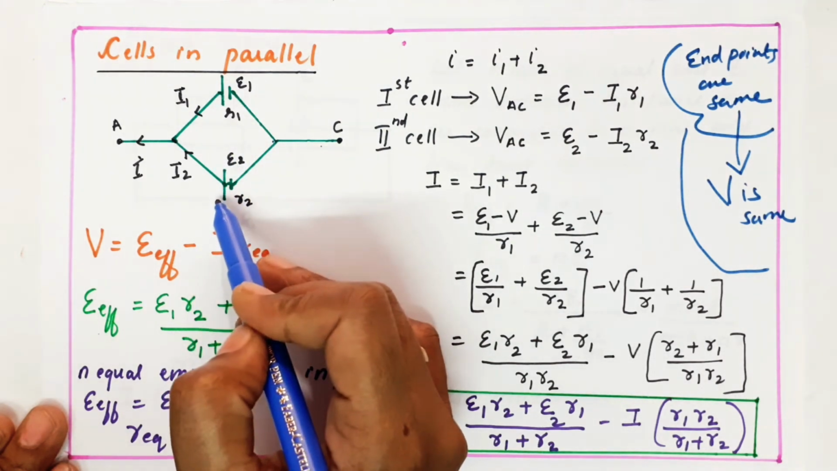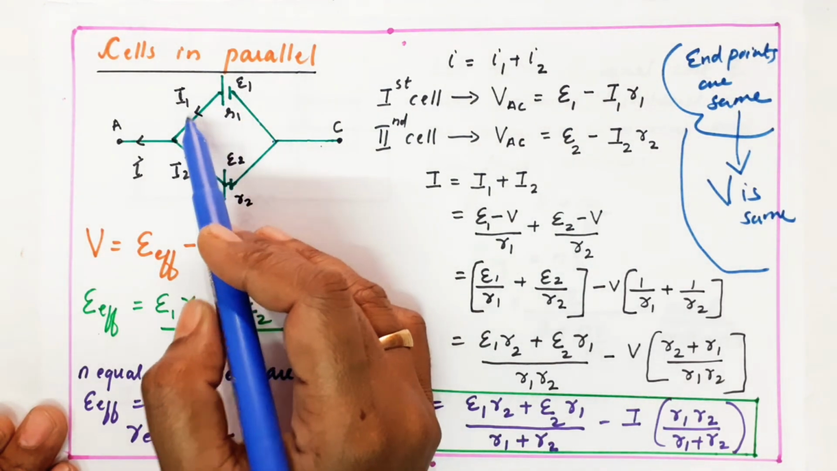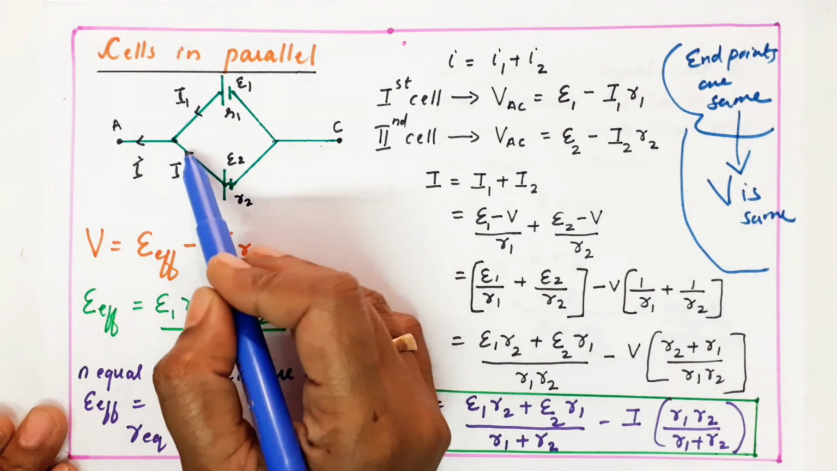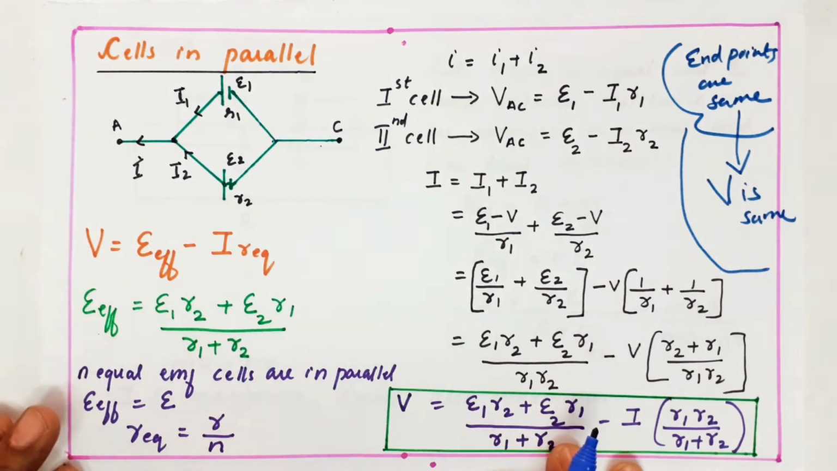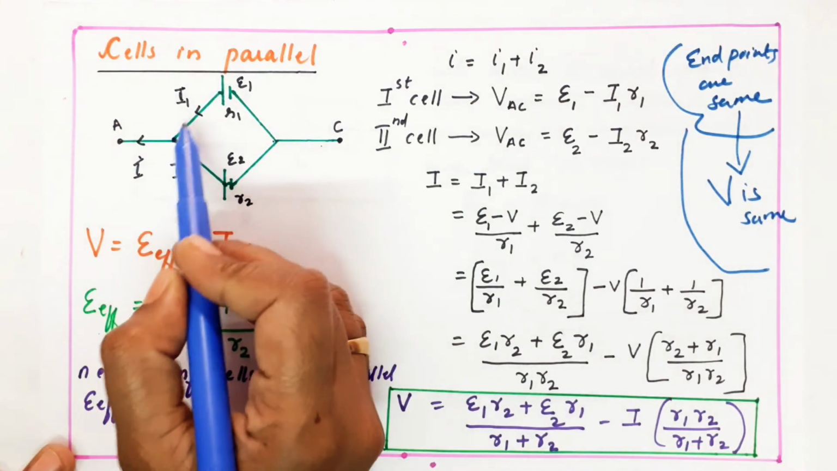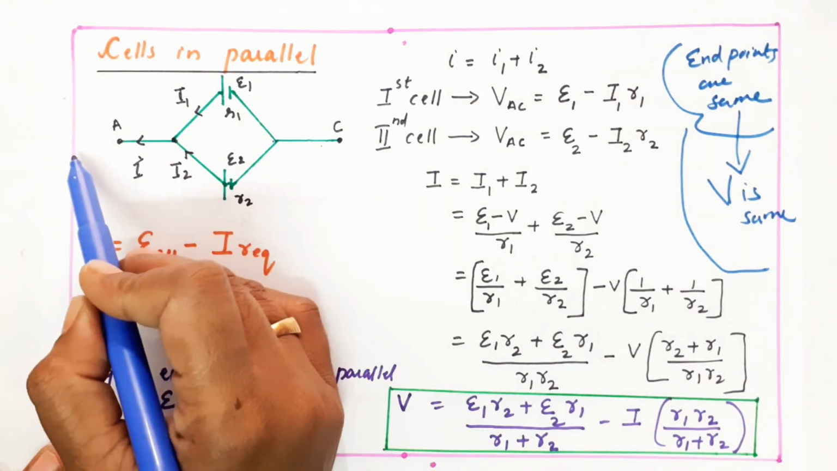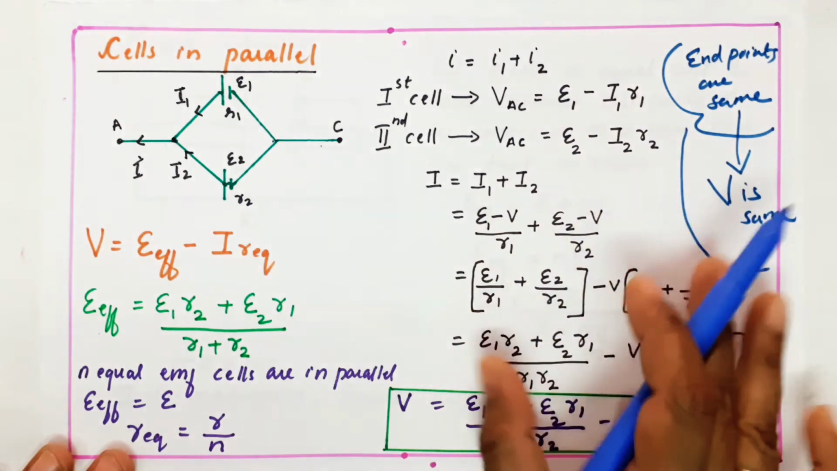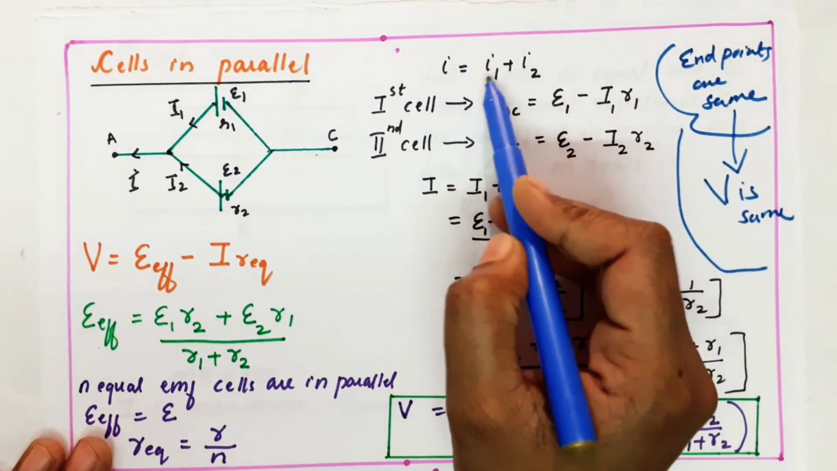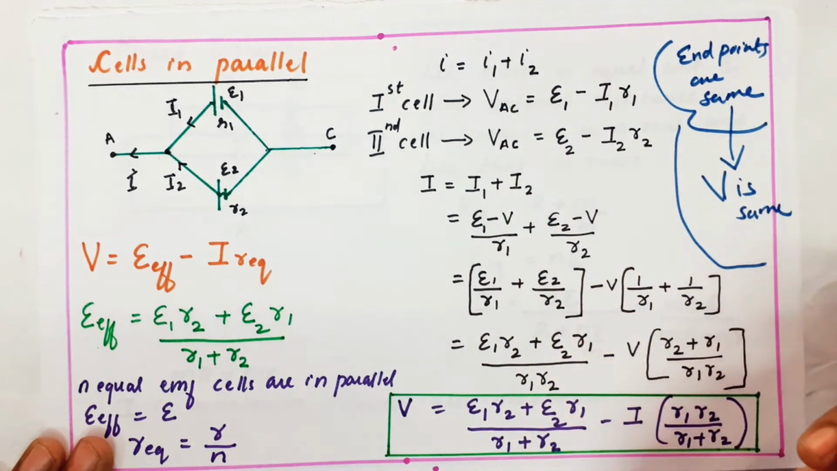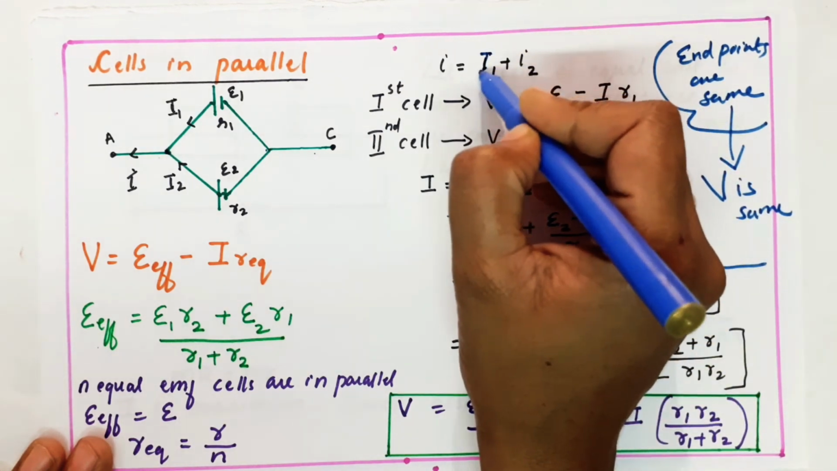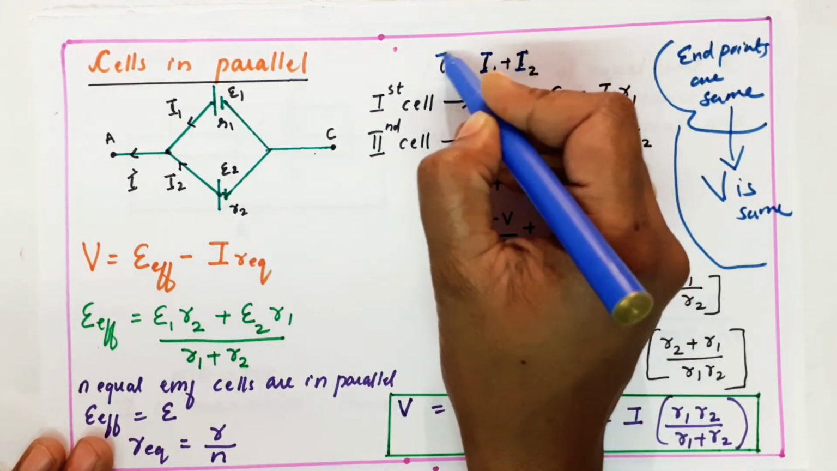Now these two positive terminals are like this. From the first cell, the current is I1. From the second cell, the current you take is I2. When it reaches the junction, according to Kirchhoff's law, current entering the junction is equal to current leaving the junction. So I can take the total current through this part as I. I can write I equals I1 plus I2. Clear? Remember, here this I is capital I, equal to I1 plus I2.